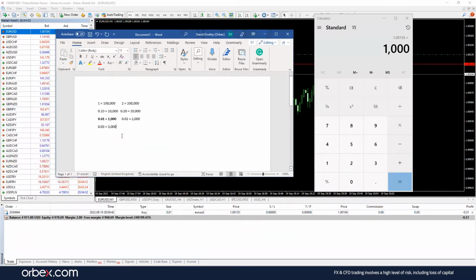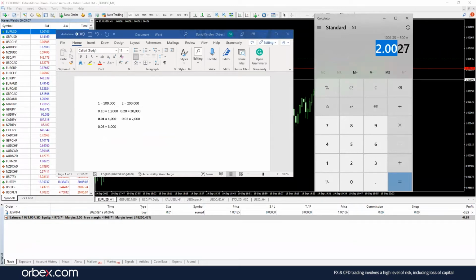Just move that. So 0.01, so times 1,000. And then depending on your leverage, my leverage is at 500 at the moment. So as you can see, my margin requirement is $2 because it hasn't obviously kept on putting decimal digits on. More on that afterwards.